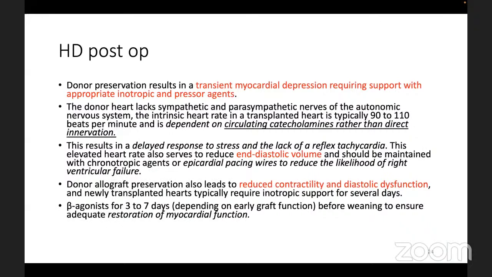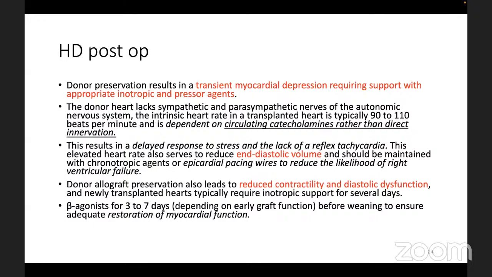post-transplant. The donor heart lacks sympathetic and parasympathetic nerves of the autonomic nervous system. So the intrinsic heart rate is typically between 90 to 110, and it's dependent on circulating catecholamines rather than the direct innervation in the normal situation. So this results in delayed response to stress and lack of reflex tachycardia.